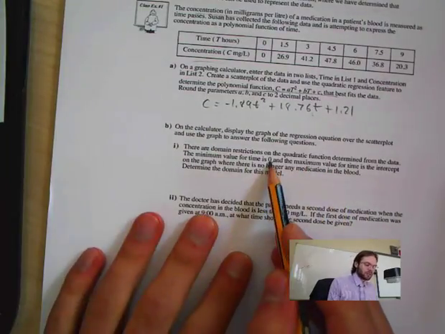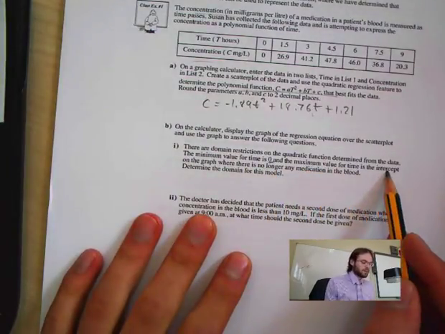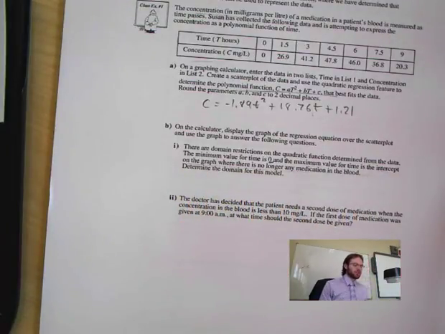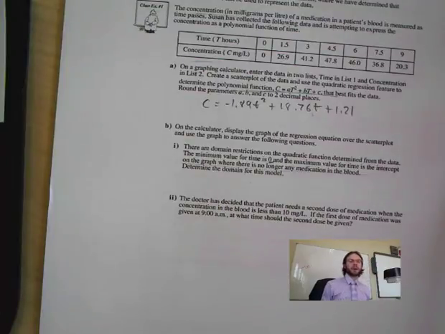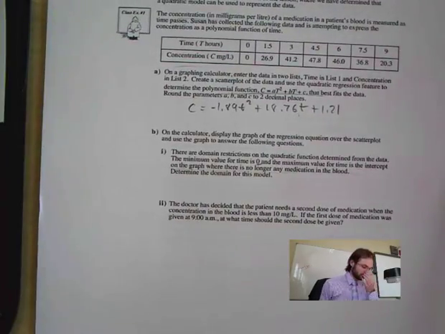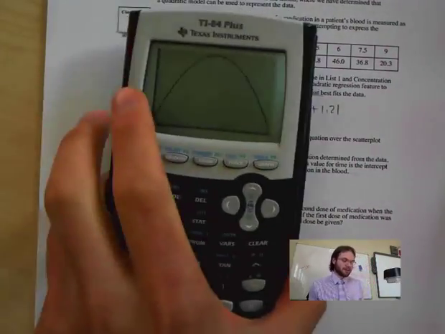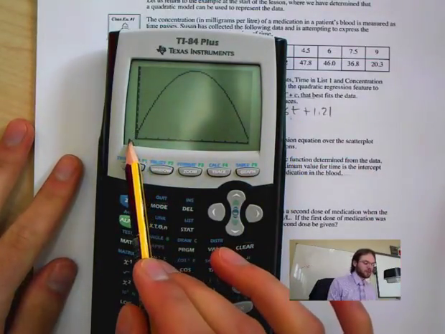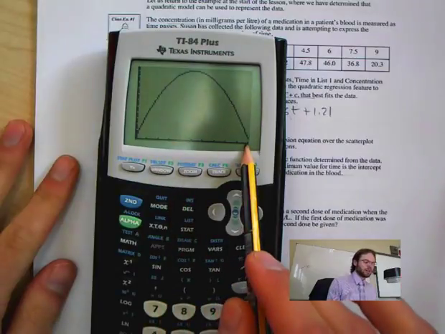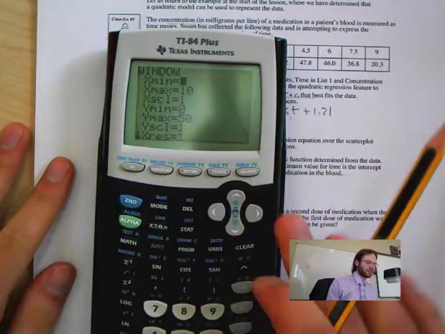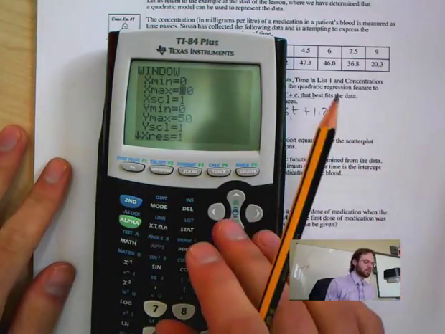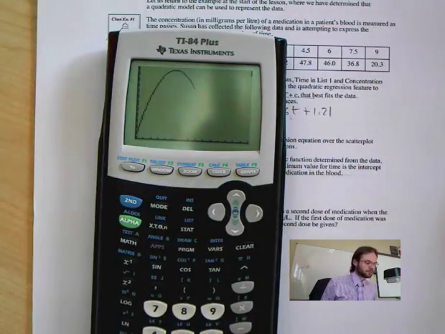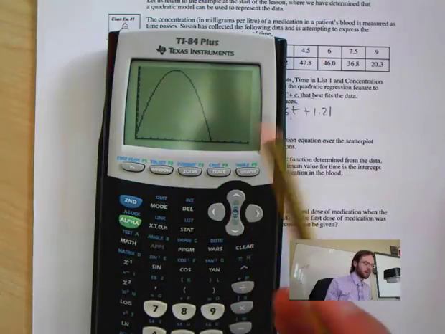The minimum value is 0, and the maximum value for the time is where the graph intercepts, where there is no longer medication in the blood. So determine the domain of this function. My domain is all my x values. I start there, and where does it hit 0? I have to make my x look bigger so I can see where my x-intercept is. So I'm going to put 15. Let's see what it looks like now. There we go. Now I can see that.